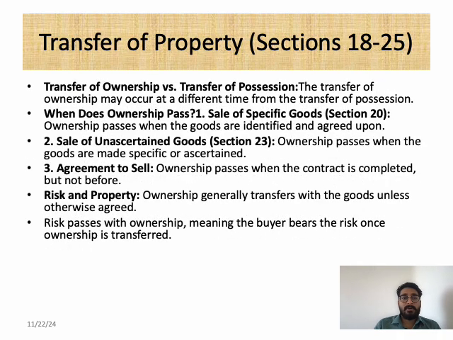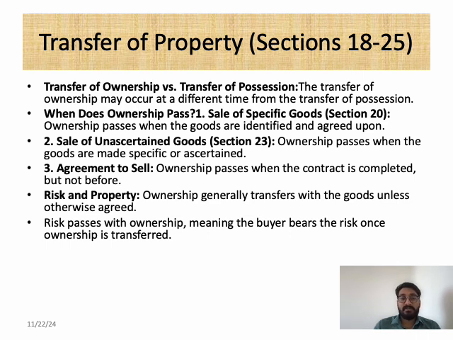Again, transfer of property, transfer of ownership versus transfer of possession. The transfer of ownership may occur at a different time from the transfer of possession; these two are different concepts. When does ownership pass? The first is the sale of specific goods, that is section 20. Ownership passes when the goods are identified and agreed upon. The second is the sale of unascertained goods. Ownership passes when goods are made as specified and ascertained.